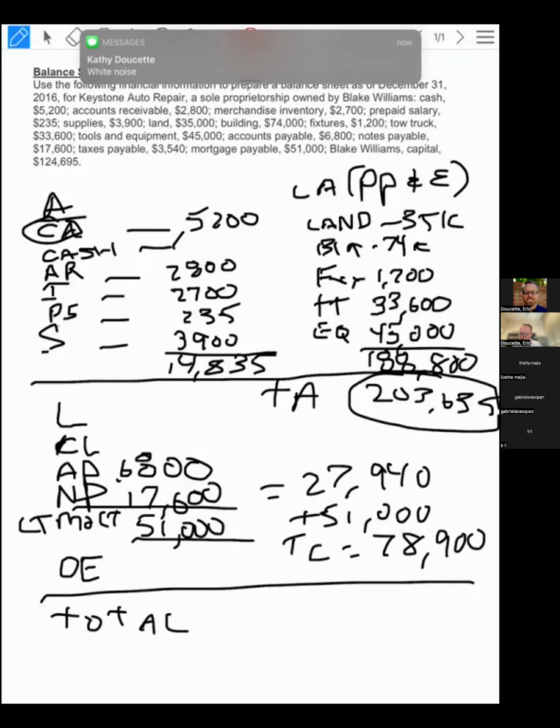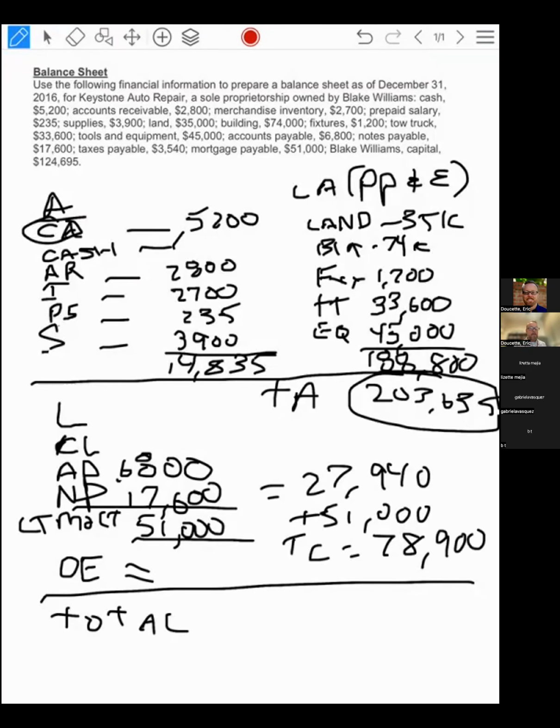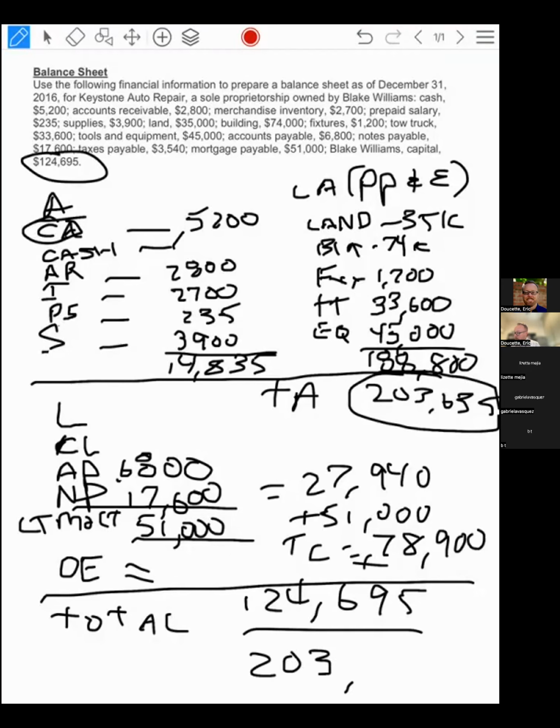And then my owner's equity, fortunately, we only have one category there, right? So it's really what remains of the 203,635 of my total assets minus the 78,900. But to just make it simple, it comes out to $124,695, and we're told that at the top here on the problem, right? So we would just add those two together. So add the total liabilities with the owner's equity, and it's going to come out to 203,635.